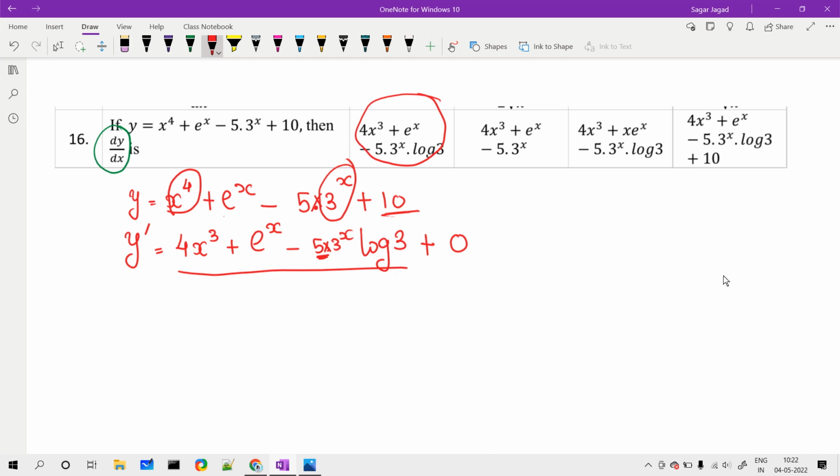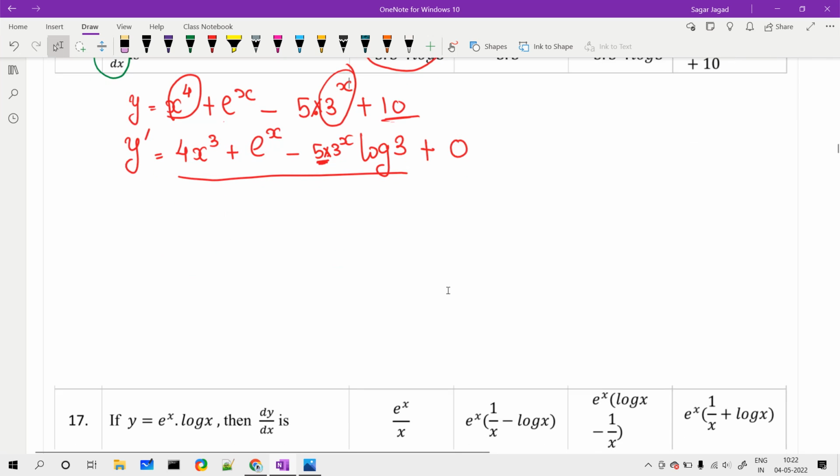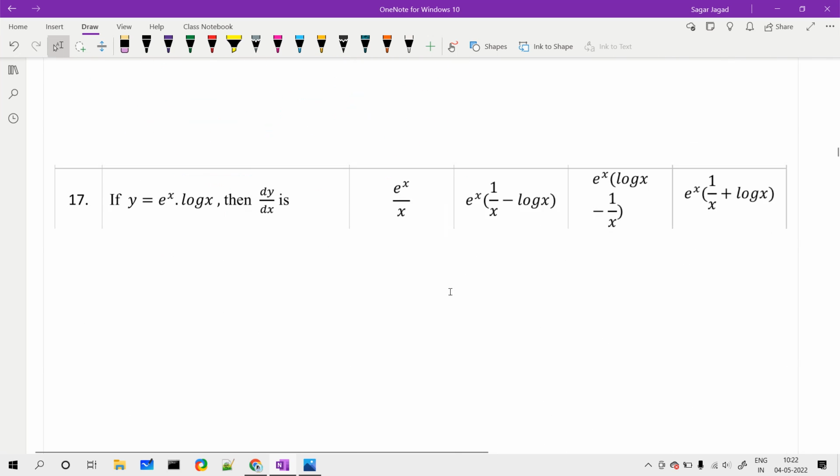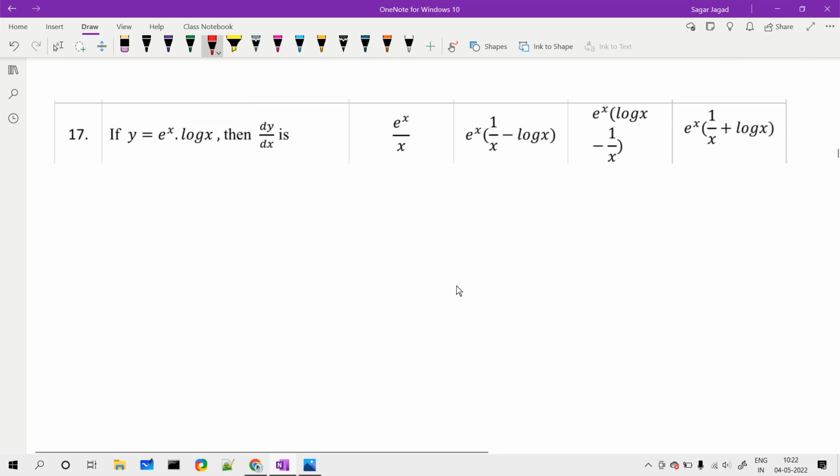So this is question number 16. I hope you are understanding the concept. If you have any doubt or difficulty, let me know in the chat box. Over here we have y is equal to e raised to x log x. We are supposed to find the derivative. When we see the question, we can understand it is u into v. What is the derivative of u into v? It is u v dash plus v u dash.